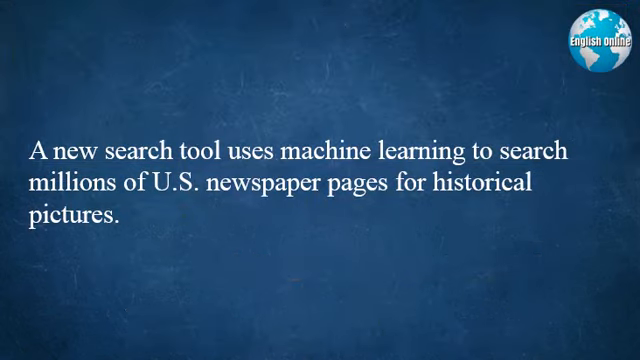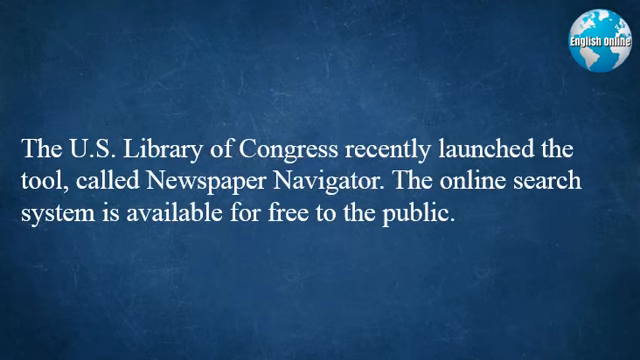A new search tool uses machine learning to search millions of U.S. newspaper pages for historical pictures. The U.S. Library of Congress recently launched the tool called Newspaper Navigator. The online search system is available for free to the public.